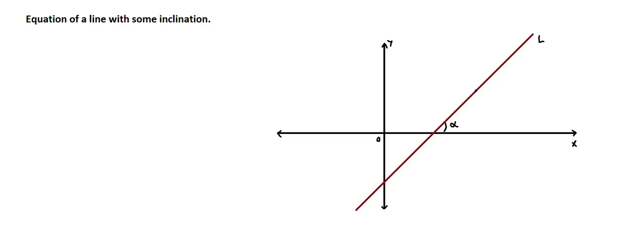In this series of straight lines for coordinate geometry, we have already learned how we can represent a line which is parallel to the x-axis and how to represent a line parallel to the y-axis. But in this video, we are going to learn how to represent a line which is inclined at some angle with the x-axis. So watch the video till the end to understand how to get the equation of a line like this.